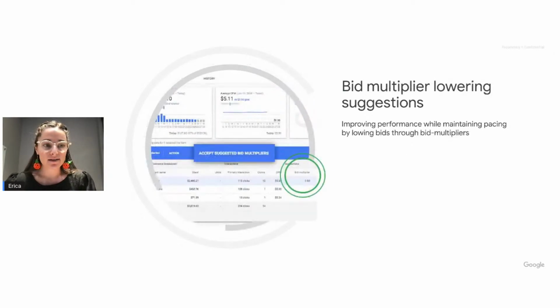Bid multiplier lowering suggestions is another way to stay as efficient as possible within the DSP. We'll get into what bid multipliers are in a little bit more detail, but once you have those set, this is another option that's available with that in-flight optimization suggestion view, and you'll get a sense for where you can start to tweak those once your media has been live for a few weeks.